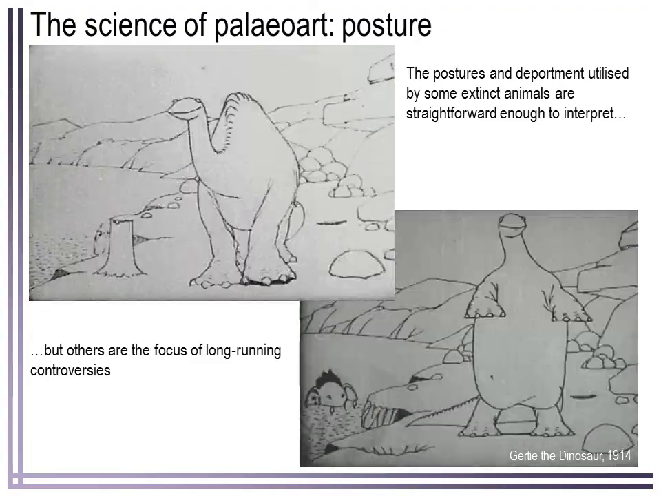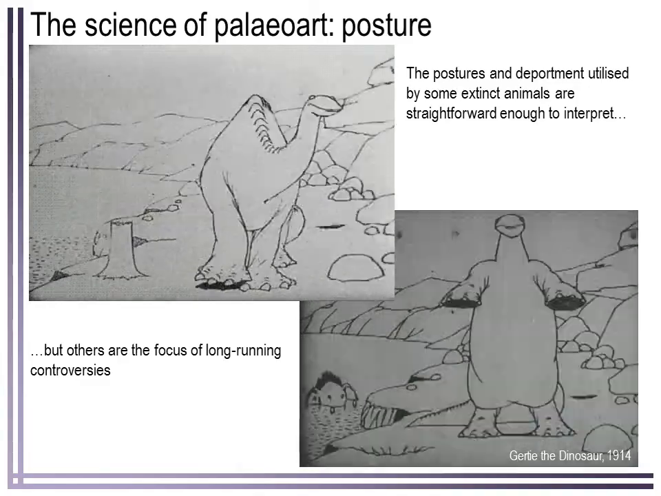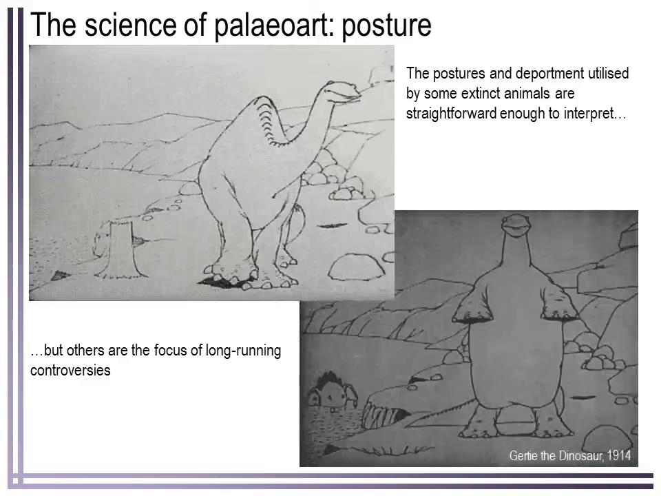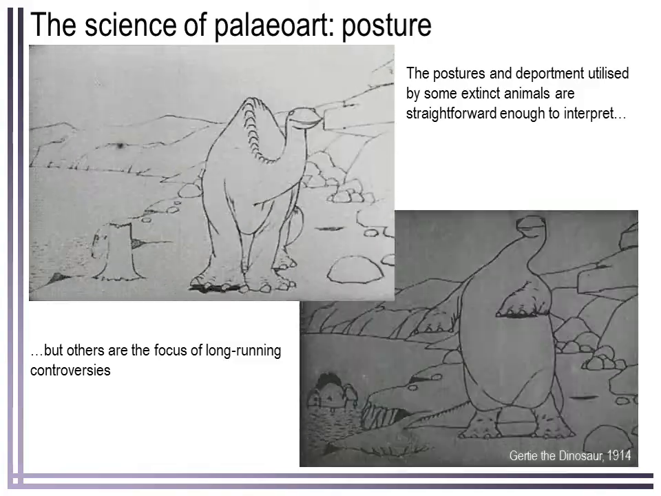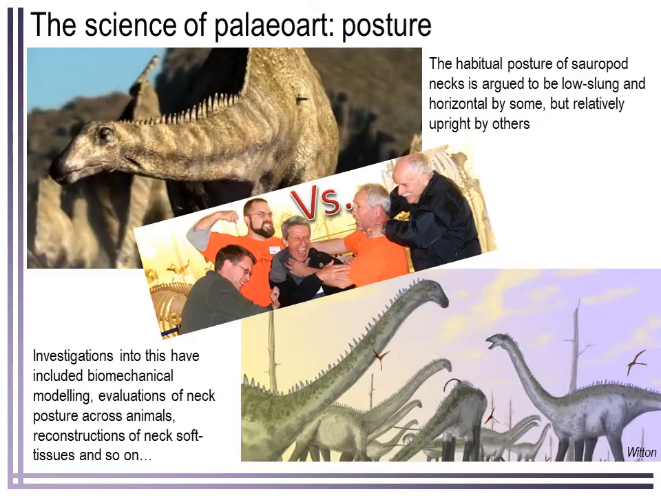So for some animals, a lot of the details of posture are pretty obvious, but for others, it can be far more controversial. If we can say that it's quite obvious that sauropods are walking around on four feet most of the time, that doesn't necessarily tell us we know everything about the way sauropods stand. So if we have a look at sauropod necks, for instance, there is an ongoing controversy about how these animals carry their necks.